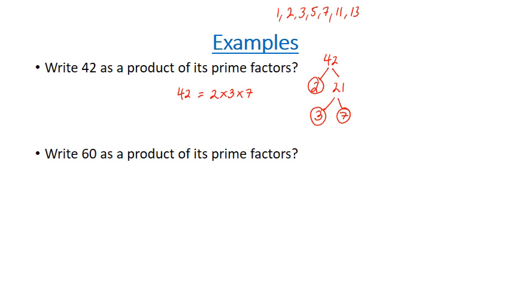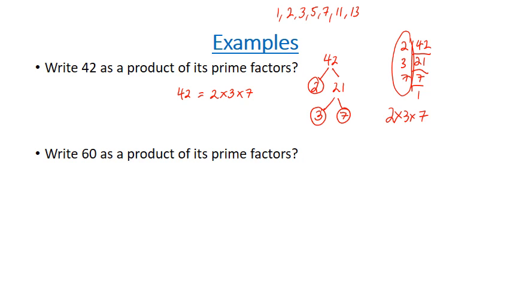If you wanted to do a factor ladder, we'd have 42 down this way, and we'd divide by 2, which would give us 21. We'd divide by 3, which would give us 7. We'd divide by 7, and that would give us 1. And therefore, we've got these numbers here, which is 2 times 3 times 7.